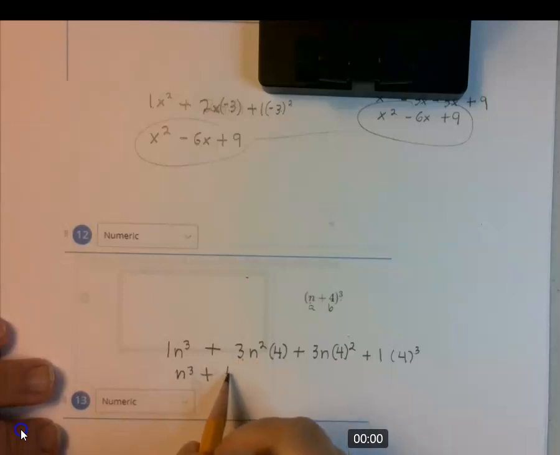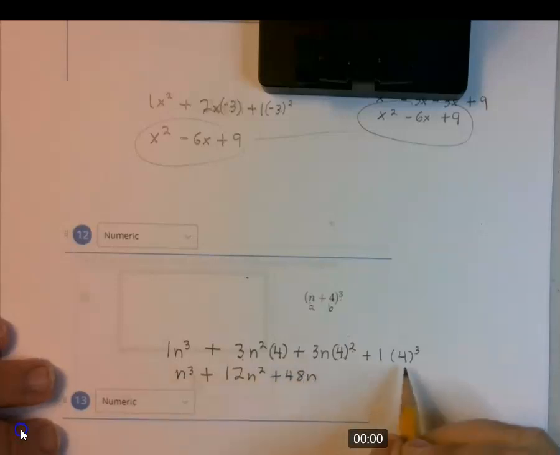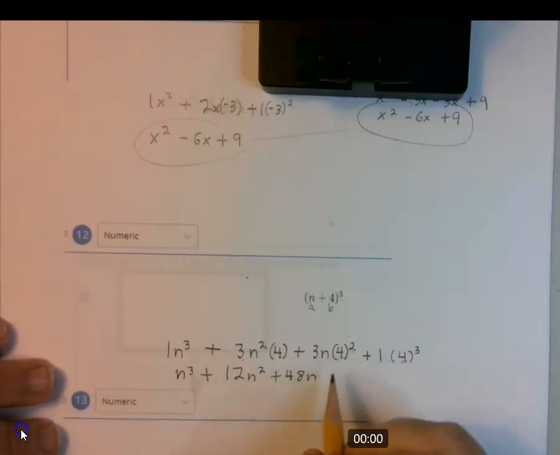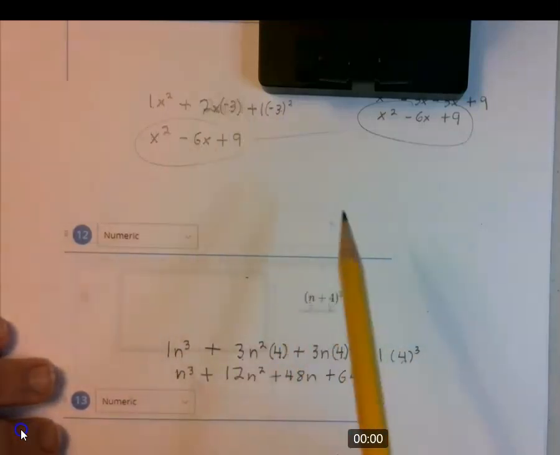3 times 4 is 12. Okay. 4 squared is 16 plus times 3. 4 squared is 16 times 3 is 48. And 4 to the third power, 4 times 4 is 16 times 4 is 64. Okay, you don't have to do what I'm about to do, but I'm going to do it anyway. I'll leave that there.